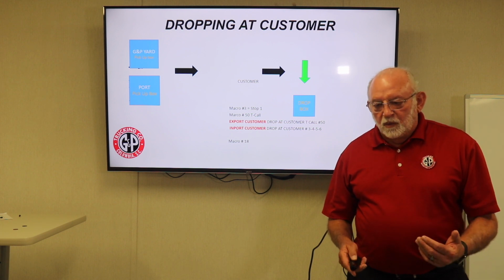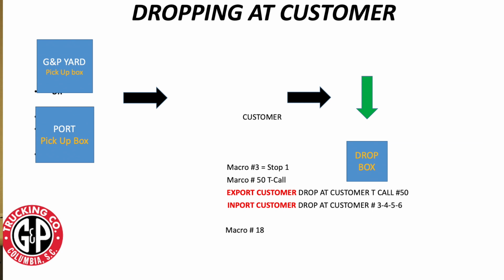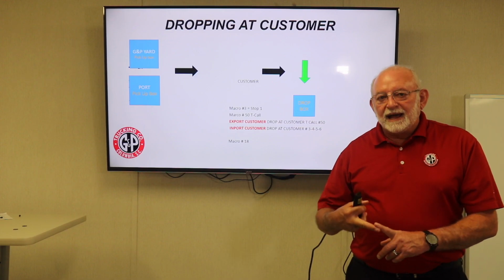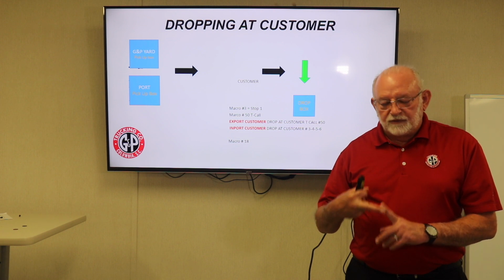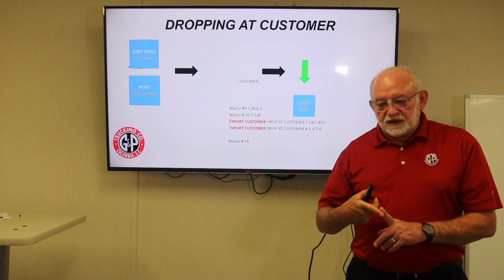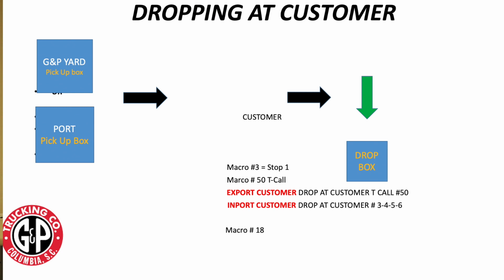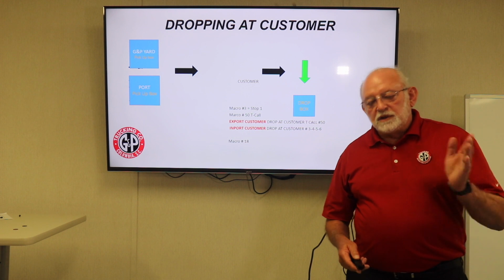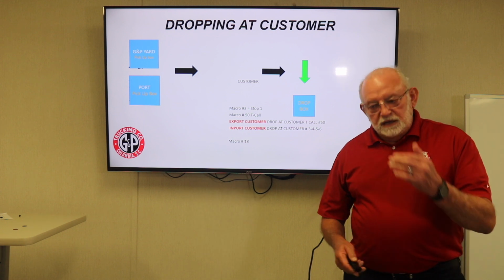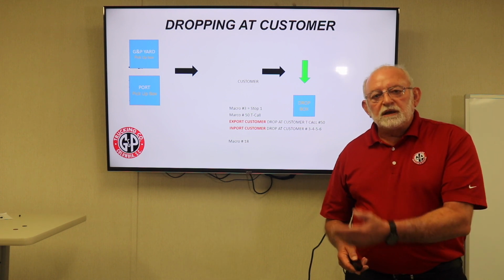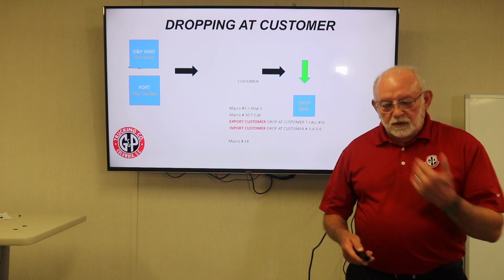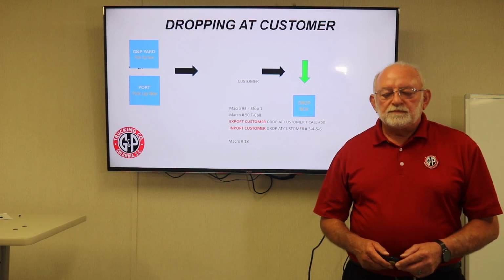If I'm doing an import customer load, when I drop it at the customer, I've got to do a number 3, arrive at stop, a number 4, loaded or empty at stop, a number 5, arrive at final destination, and number 6, empty at consignee, right? Then a macro 18. Once you do that macro 18, then you'll be sent a separate dispatch giving you an empty number, telling you what container to pick up at that customer, and we come back to either the port or the yard with it.